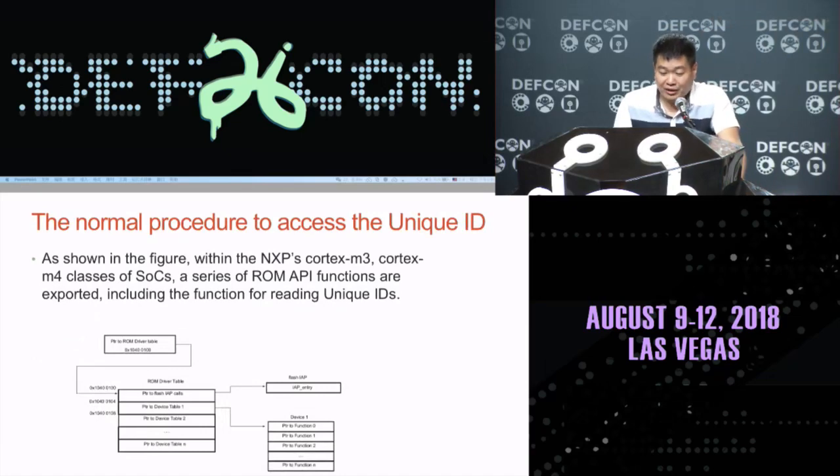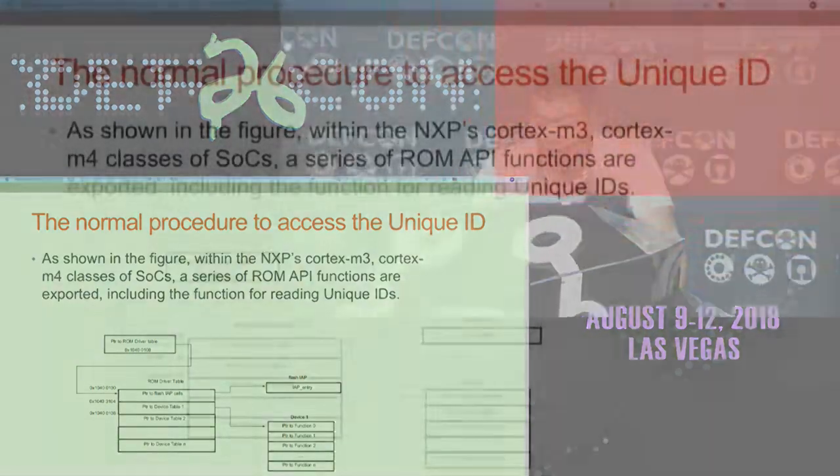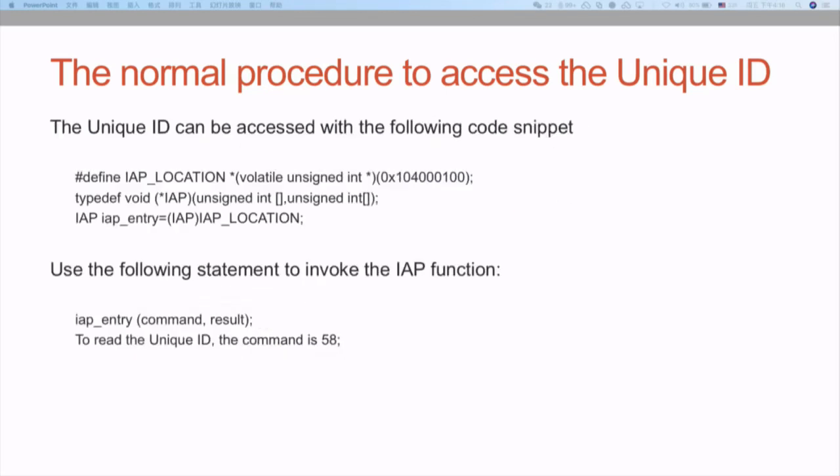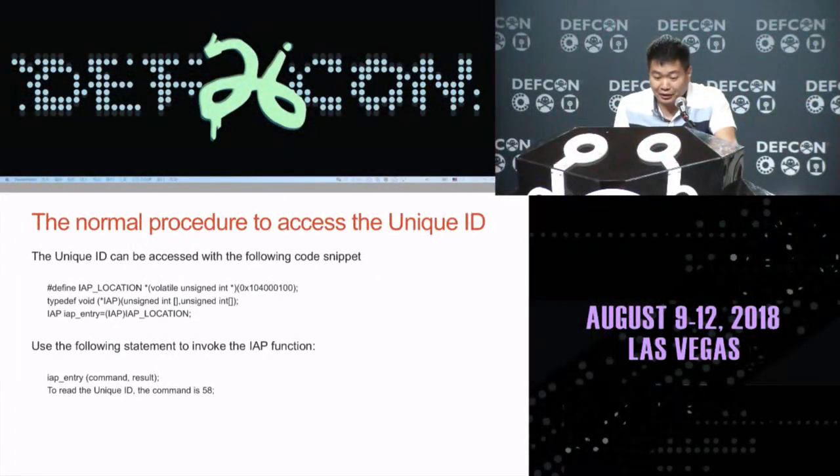Okay, the NXP Cortex-M series uses this method to access the UID. There is a function pointer in a fixed position of the ROM. After accessing the function pointer, you can invoke a ROM function. The UID of the chip can be obtained by calling this function. This subroutine is multifunctional, and different functions can be selected through other parameters. This is the code that accesses the UID, and this function has two parameters. One is the entry parameter, and the first one, an integer, is the command. When the command is 58, which is to read the UID value, the UID value will be found in the return parameter.